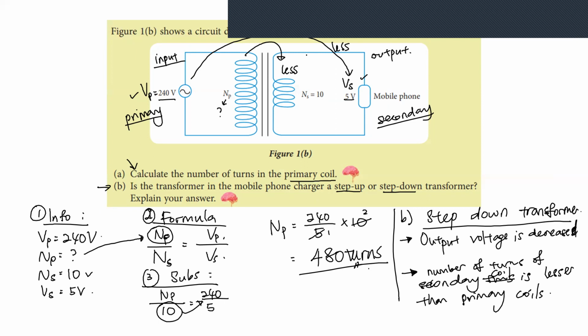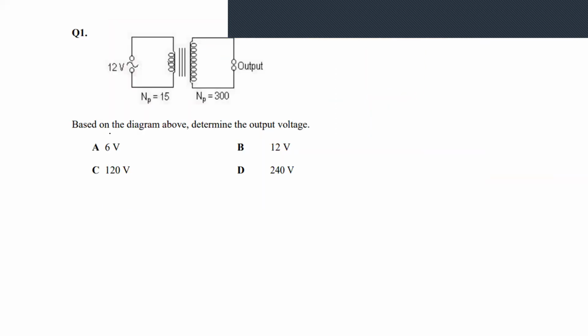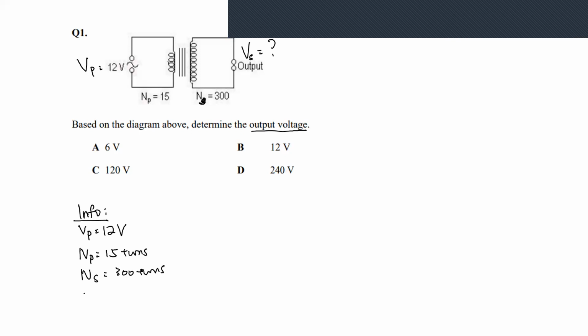So done. Okay, let's look at the next question. Based on the diagram above, determine the output voltage. So the same thing as in question 4. This is VP. This is NP. This is NS. What is the output voltage? Now VP is 12 volts, NP is 15 turns, NS is 300 turns. VS is don't know.